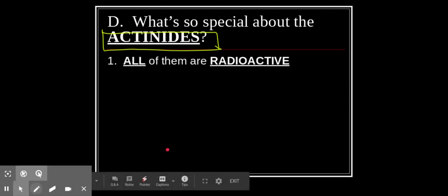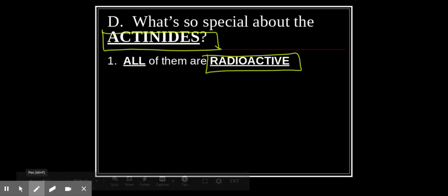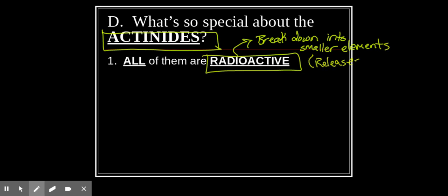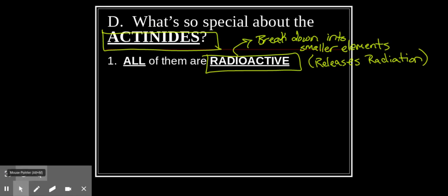Now, the actinide groups are special because they are all radioactive. Radioactive meaning that they break apart, they break down into smaller elements. Now, that doesn't sound like a big deal until you realize that this releases radiation. Some of you may remember that from last year, and that radiation is energy that can actually lead to cancer. Luckily, most of these do not occur in large quantities on our Earth, so we don't have to worry about that, but we wanted to make sure that you understand that they do release radiation.